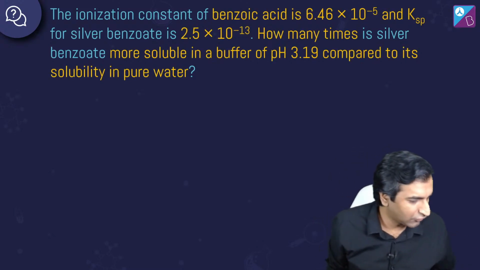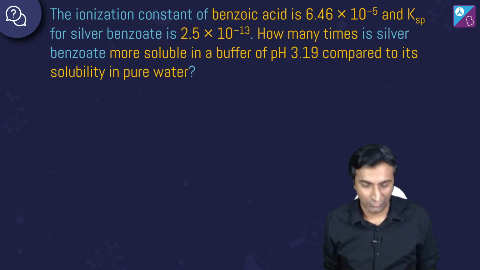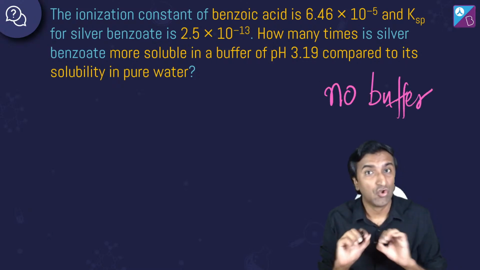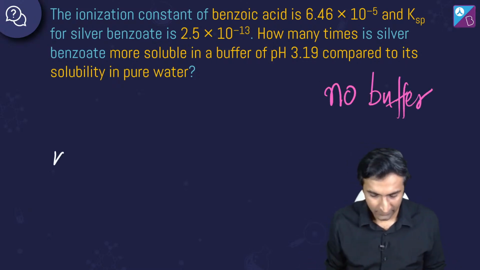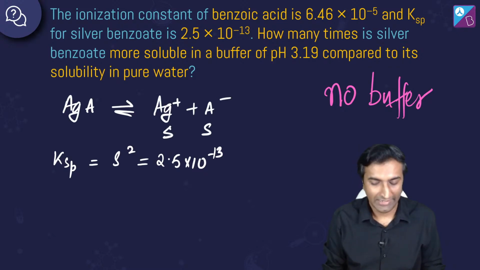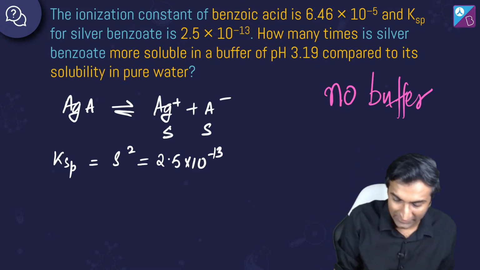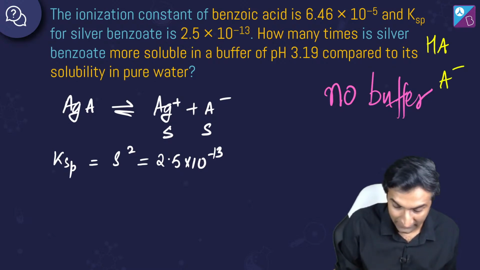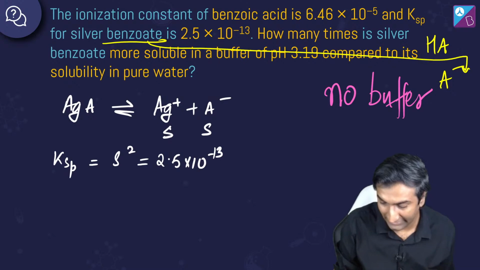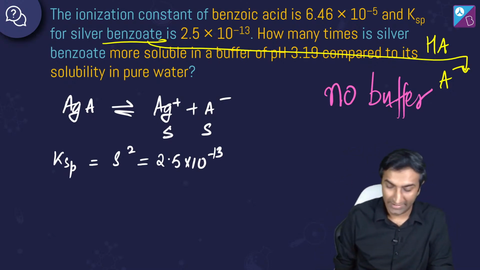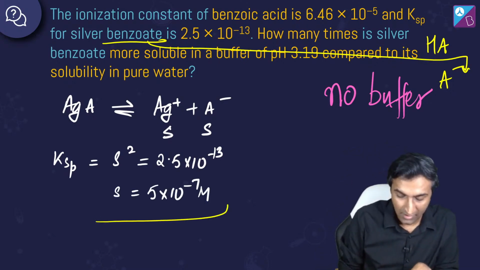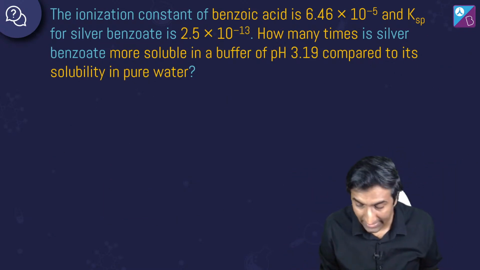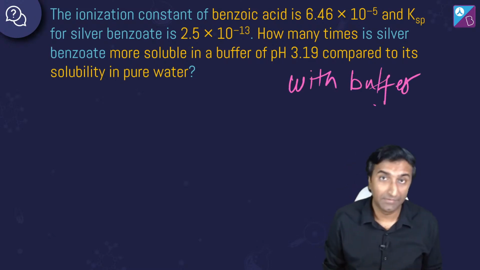If you want, you can also try solving it with me, but my goal is to teach you. Okay, let's take the first case, straightforward, no buffer. When there is no buffer, things are doable. AgA, let's set up Ag plus and A minus. A means this, look, this is a weak acid, so I have written HA. A minus is the benzoate part of it. Okay, cool. This is the KSP, and this is the S value. Cool. This was straightforward. Now when I add the buffer, what happens?